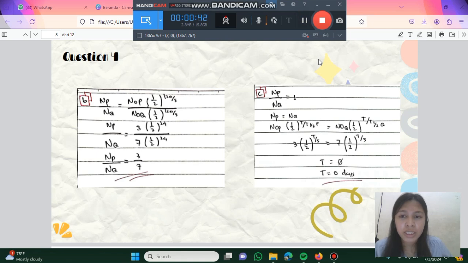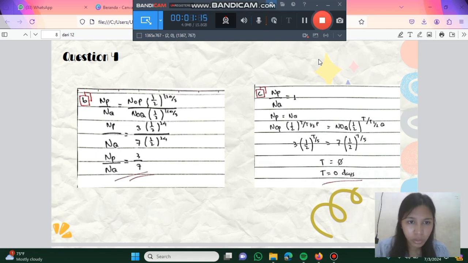For the B question, the formula is NP per NK is equal to NOP times half to the power of 120 per second, per NOK times half to the power of 120 per second. So we get NP per NK is 3 per 7. For the C problem, NP per NK is 1, so NP is equal to NK.